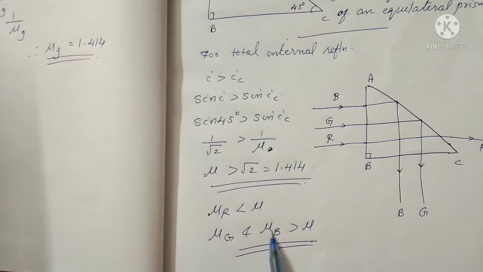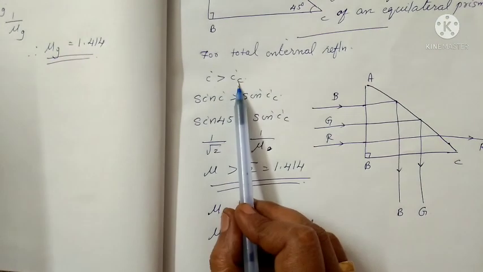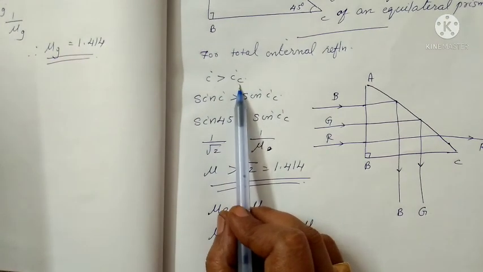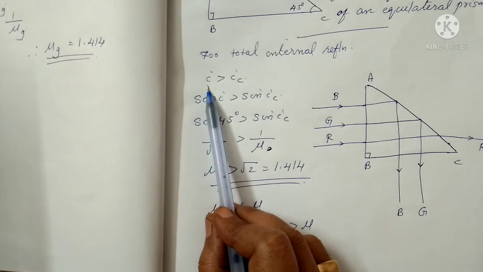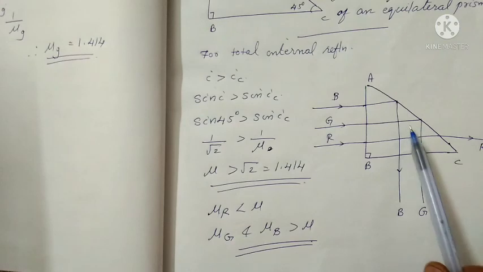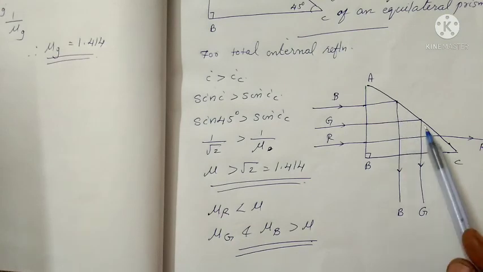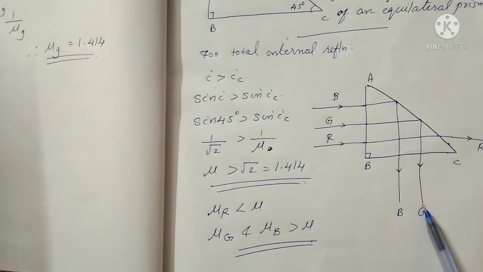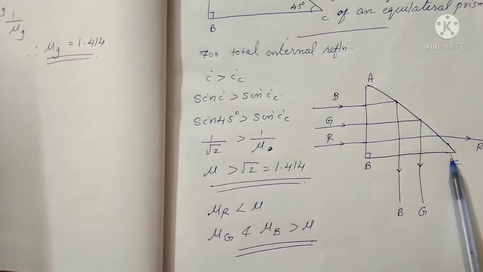Then for the green light and the blue light, the refractive index is greater than the refractive index of the glass prism. If the refractive index is greater, the critical angle is less than the angle of incidence, so it satisfies the condition for total internal reflection. So the green and the blue light will undergo total internal reflection, and after the total internal reflection, they emerge out from the face BC. Clear?